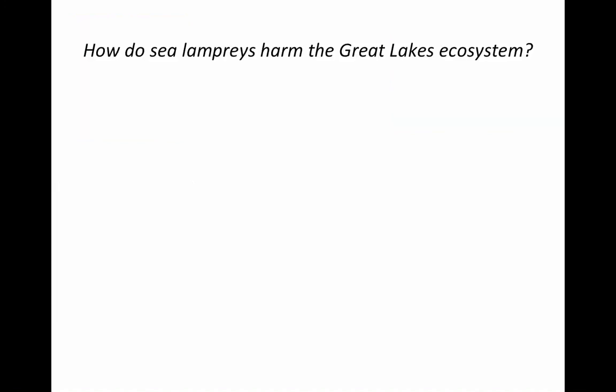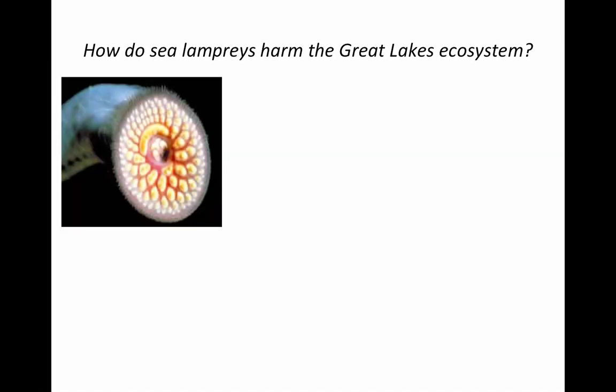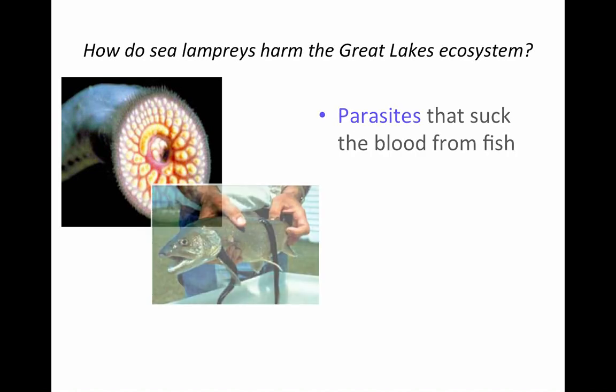Now let's talk about a second invasive species, the sea lamprey. How do sea lampreys harm the Great Lakes ecosystem? Well, first, it is helpful to understand what they are. Sea lampreys look like this. They are parasites that suck the blood from fish.